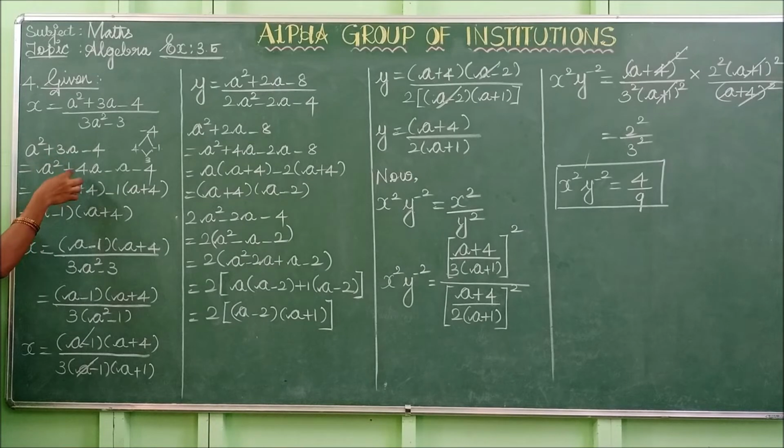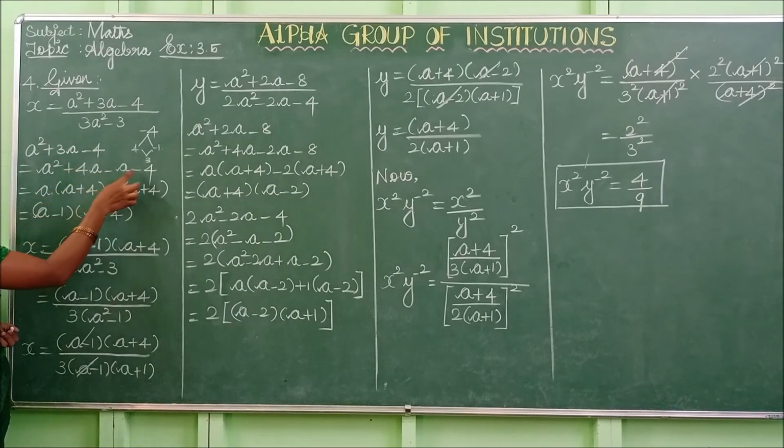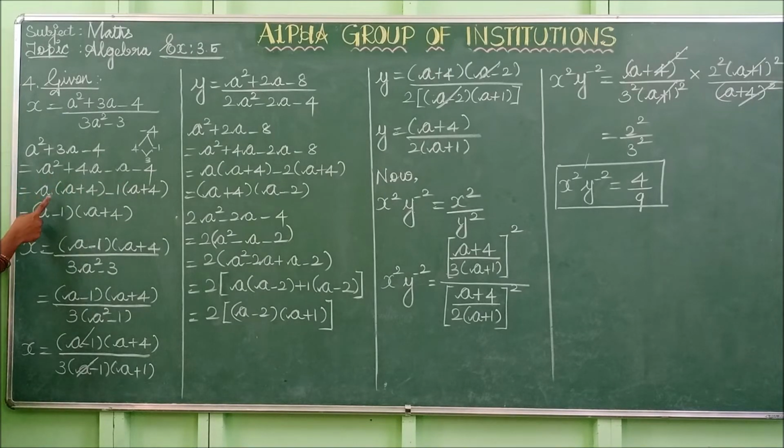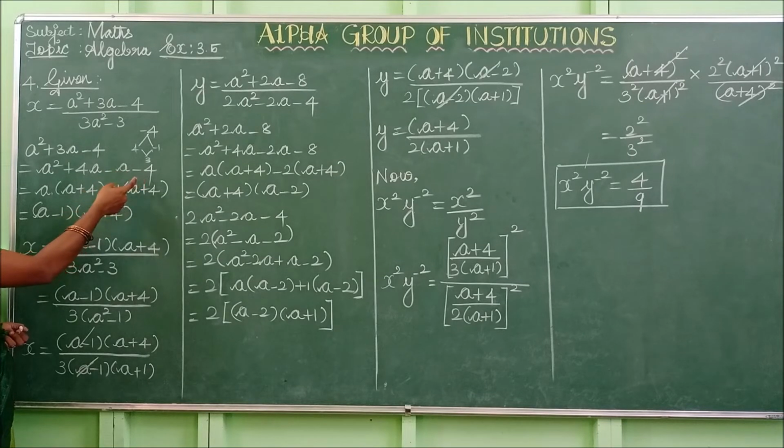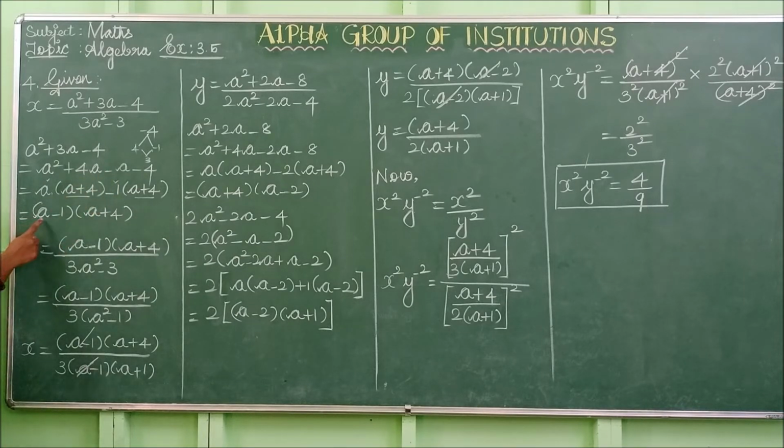This 3a can be written as 4a minus a, so a squared plus 4a minus a minus 4. From the first two terms, you can take a as common. What is the other term? a plus 4. From the other two terms, you can take minus 1 as common. Then you get a plus 4. So here also a plus 4, here also a plus 4. What is the remaining term? a minus 1. So a squared plus 3a minus 4 can be rewritten as a minus 1 into a plus 4.